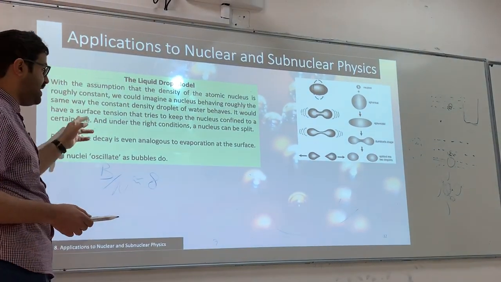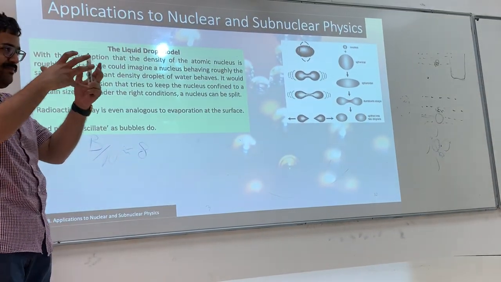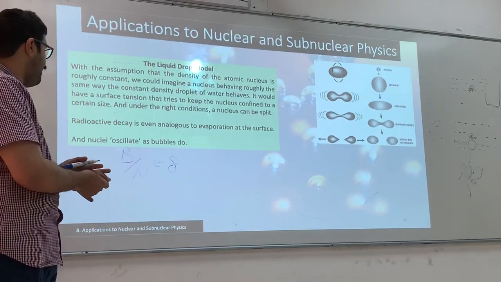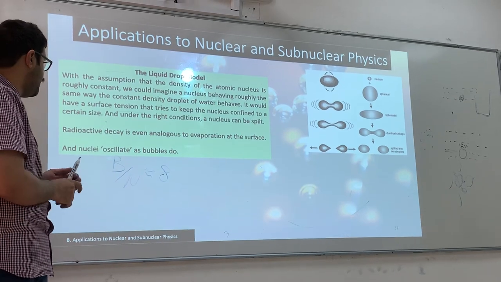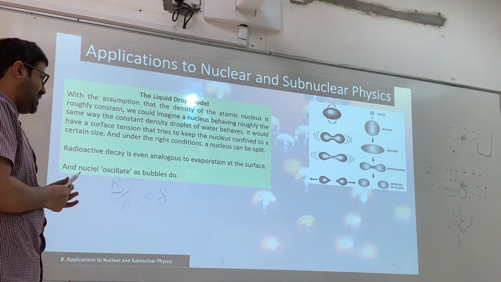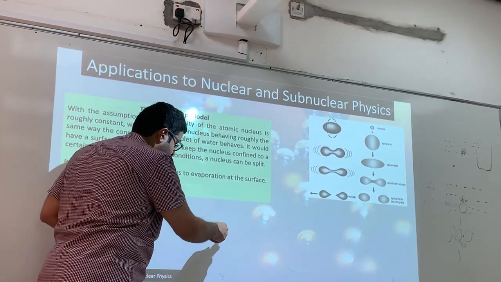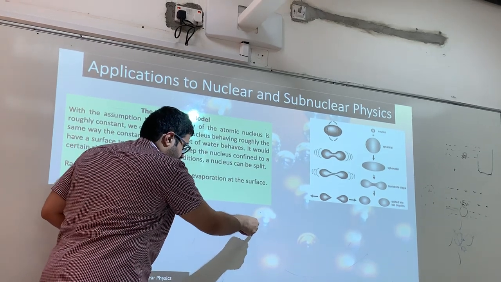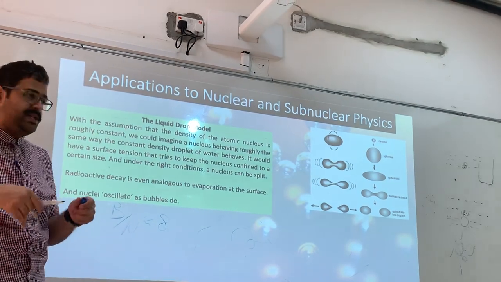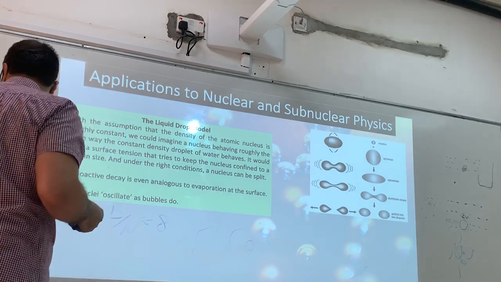It would have a surface tension that tries to keep the nucleus confined to a certain size. So the nucleus may have different sizes for different nuclei, but there's an average which is accurate. And under the right conditions, the nucleus can be split. For example, we can see in some nuclei, at the boundary, some helium nucleus escapes. This is called alpha decay.